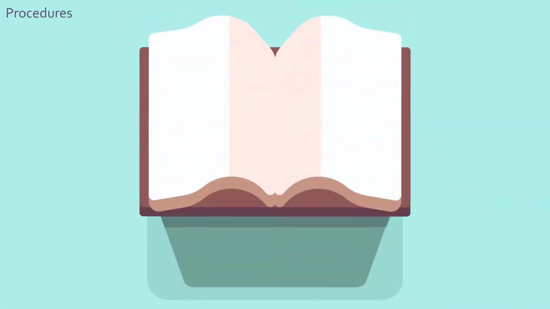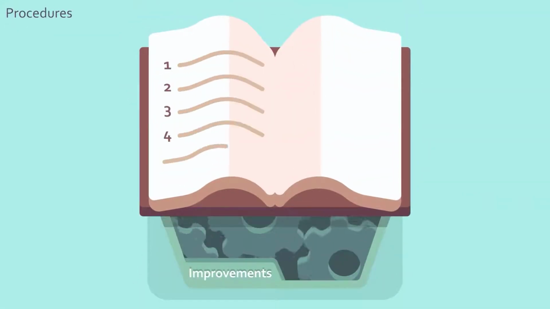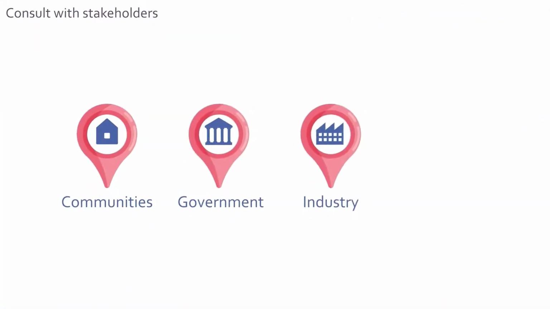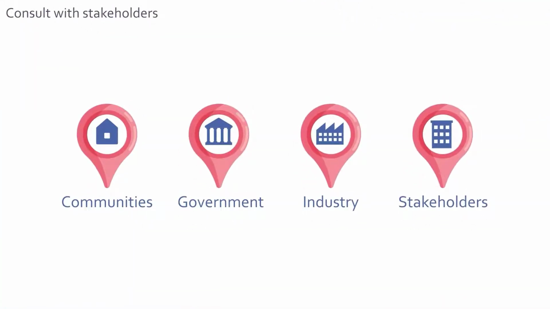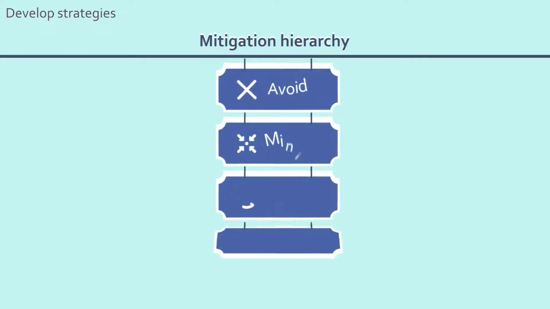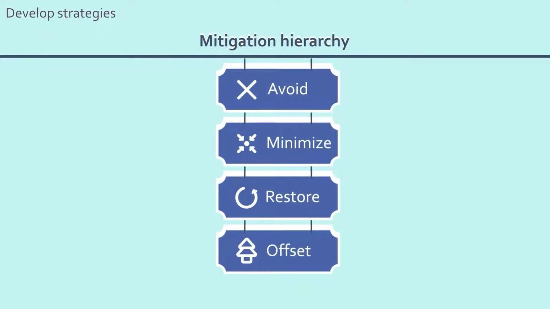To put improvements into practice, develop procedures. Design them to ensure that you meet legal and customer standards. Work with communities, government, industry, and other stakeholders to understand, evaluate, and discuss biodiversity concerns. Develop strategies following the mitigation hierarchy.